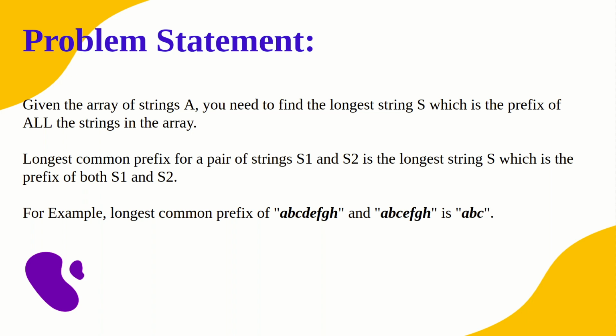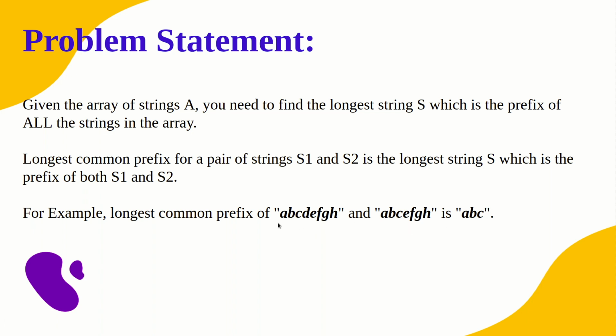Okay. So the longest common prefix of a pair of strings S1 and S2 is the longest string S, which is the prefix of both S1 and S2. So this is the definition of longest common prefix. Let's understand this with the help of an example. Suppose the two strings are A, B, C, D, E, F, G, H and A, B, C, E, F, G, H.